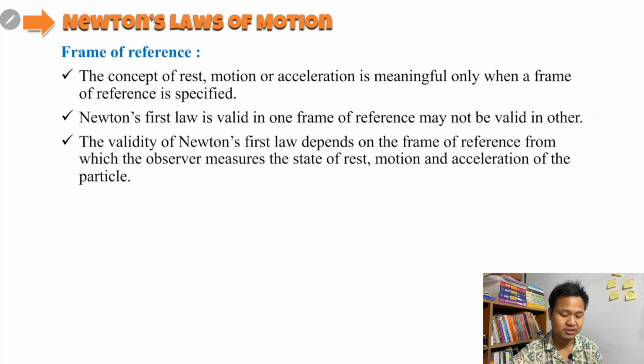Say you are in a lift moving upward with uniform velocity. It is at rest with respect to you because you are moving with the same uniform velocity. But with respect to somebody else on the ground, that lift is going upward. So it depends on which frame you're watching.